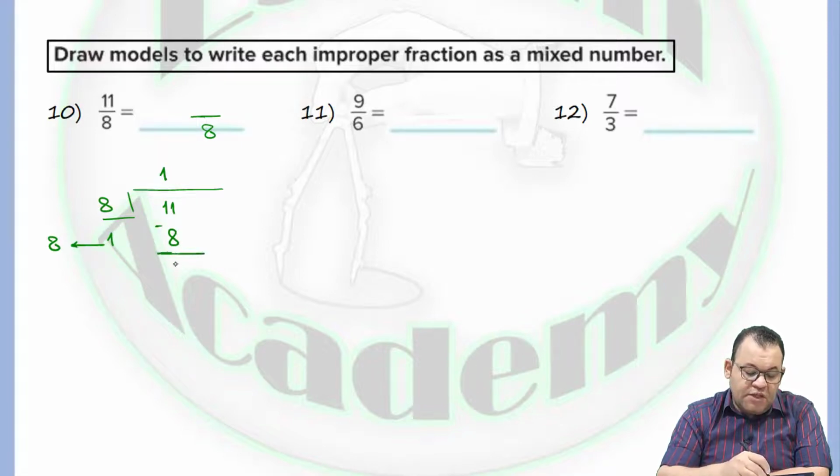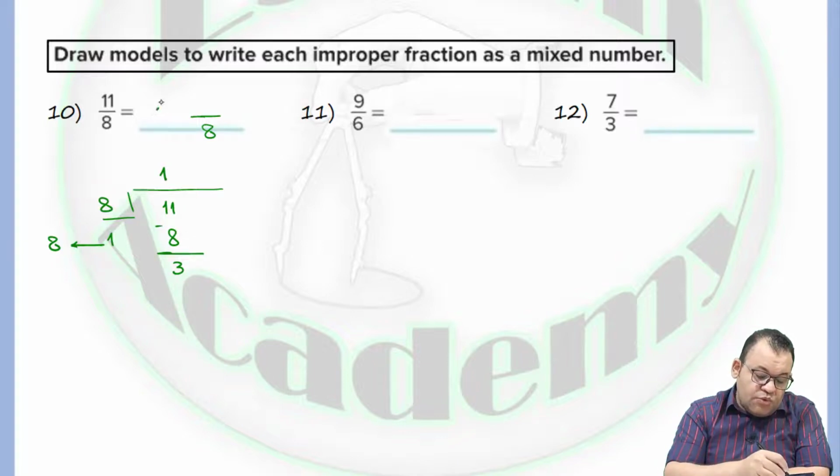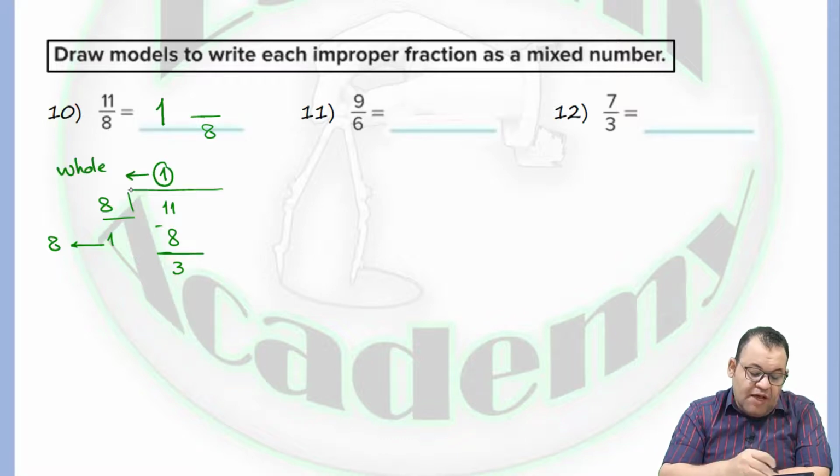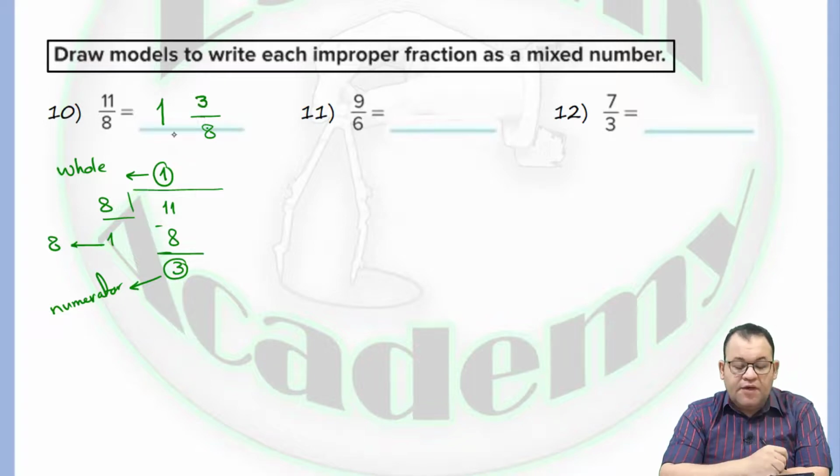Now by subtracting, we get 3. There is nothing to bring down. It means we have 1 as a whole. The quotient will be represented by the whole, and the remainder will be the numerator of the fraction. So the mixed number will be 1 and 3 out of 8.